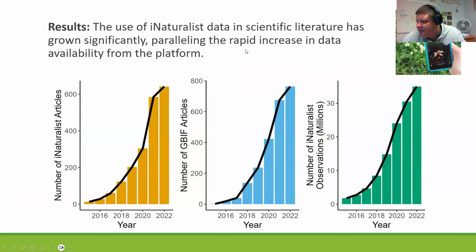data. And here's kind of the main takeaway in one slide. Here on the right in the green, you have the number of iNaturalist observations in millions through time. You can see this very, very steep increase. And then you have the number of iNaturalist articles and the number of iNaturalist articles using the GBIF method that are being published. And you can see these trends very closely mirroring the number of observations through time.